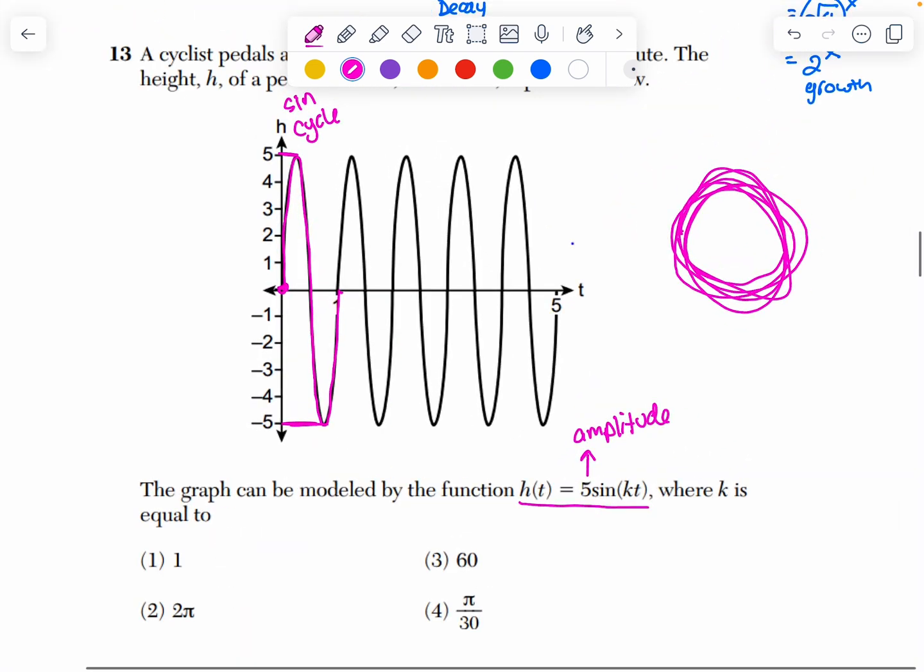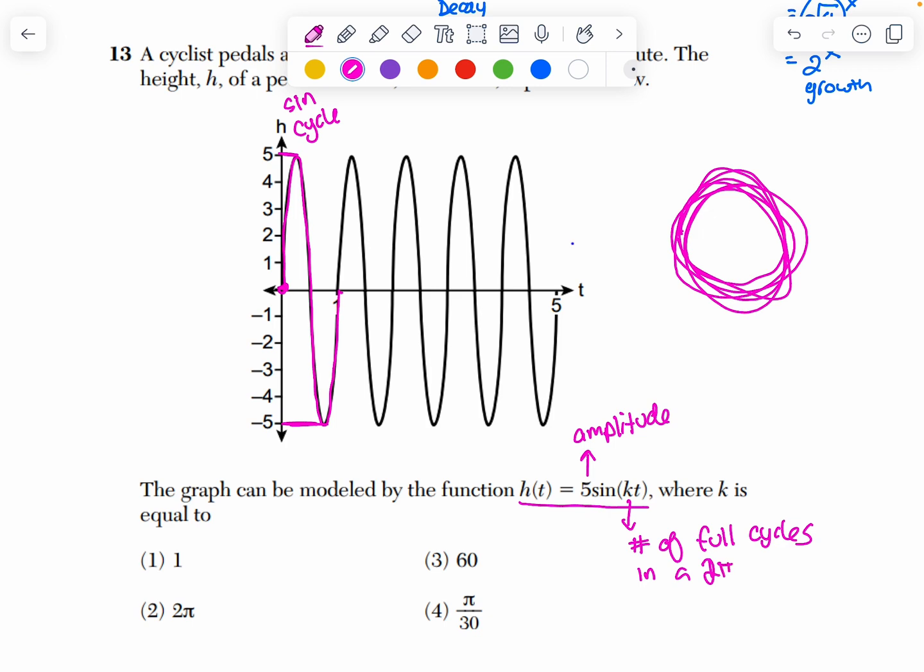Now, what we're missing here is k. What is k? Well, k typically refers to our b value on a trig function, and it's basically the number of full cycles in a 2 pi period, right? So how many full cycles of these will we see in a 2 pi period? Now, I don't see 2 pi anywhere on this x-axis, so we're going to have to be a little bit creative.